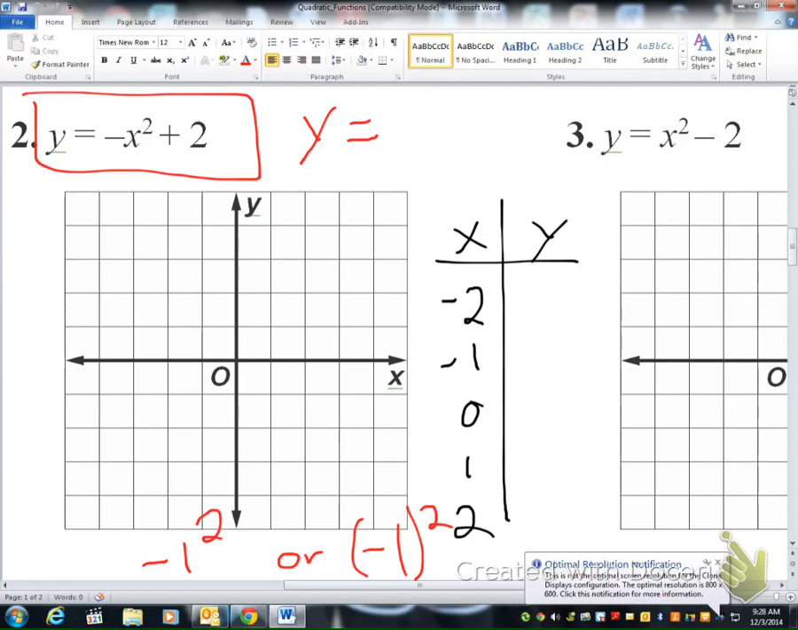Okay? So, another way you can do it for this case is if you think about it, negative x squared is the same thing as negative 1 times x squared, right? So you could write it that way. Negative 1 times, now x squared, x is negative 2 in our first one, right?